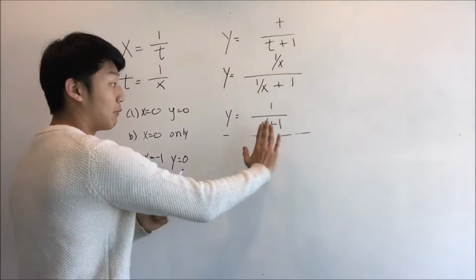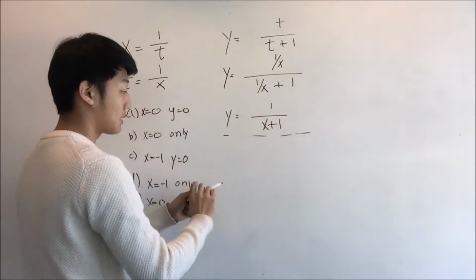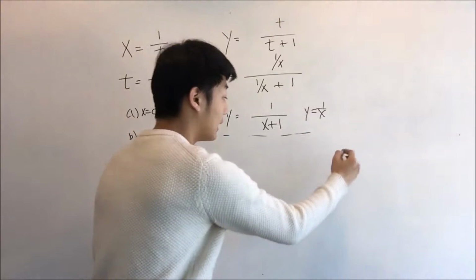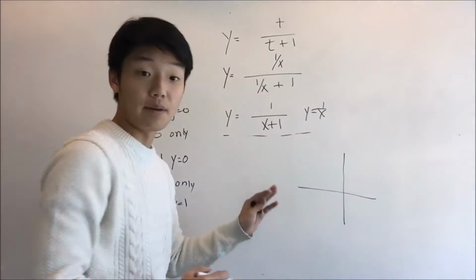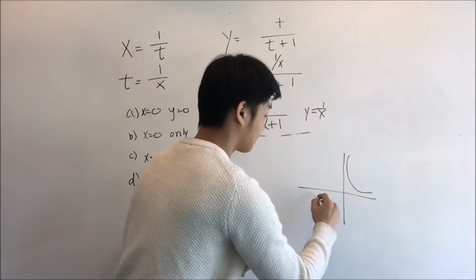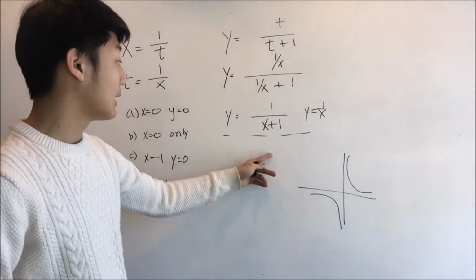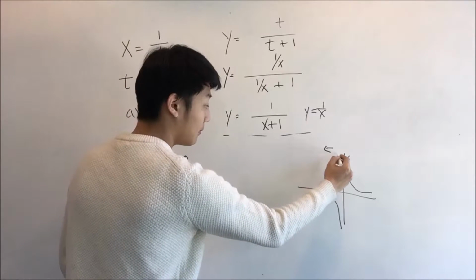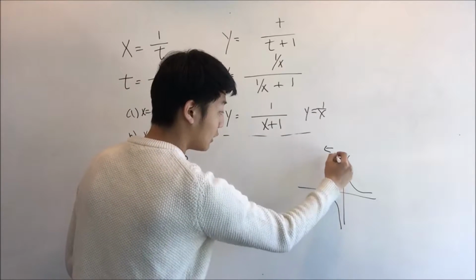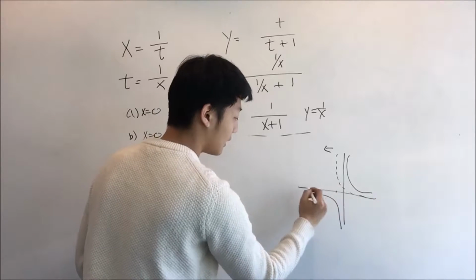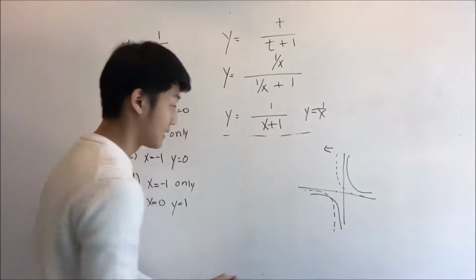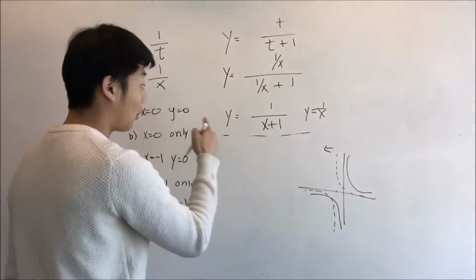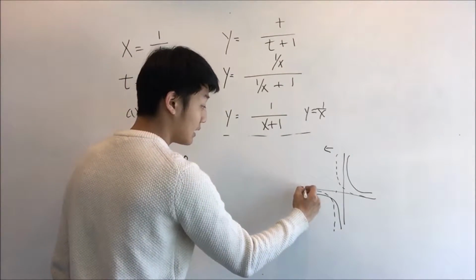Before we think about the plus 1, let's just think of y equals 1 over x. The graph of this will look something like this. And now, because it's plus 1, we move to the left one unit, so what was at 0 becomes -1, moving to the left. So we can see that the horizontal asymptote is 0.